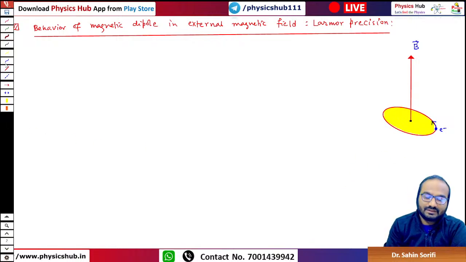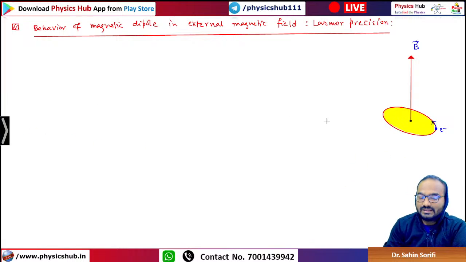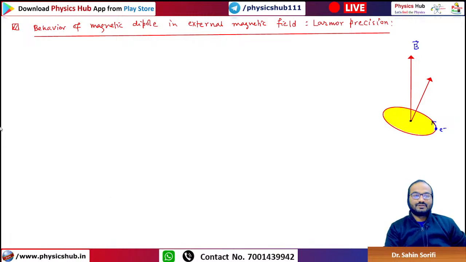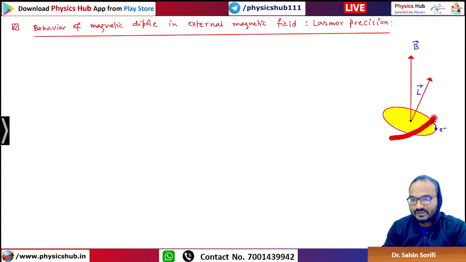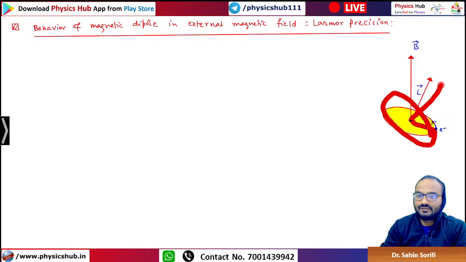Now the orbital angular momentum will act in a direction perpendicular to the plane of this orbit. Because if an electron is revolving around the nucleus in a circular trajectory, its angular momentum is perpendicular every time. Now imagine the electron orbit becomes like this. Then the direction of the orbital angular momentum will again be perpendicular to it.